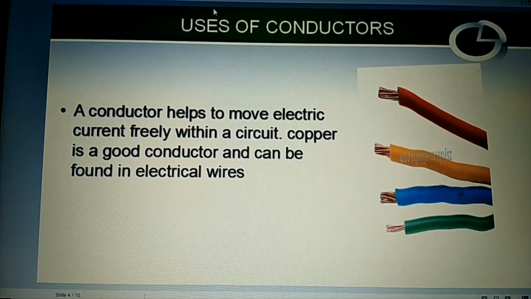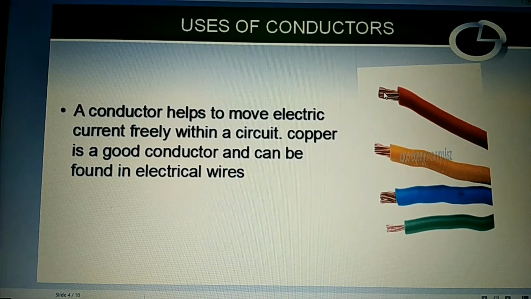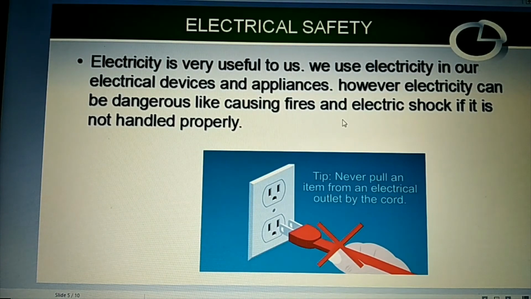So we go to the uses of conductors. A conductor helps to move electric current freely within a circuit. So what do we use conductors for? They help to move electric current freely within a circuit. Copper is a good conductor and can be found in electrical wires. If you look at this wire, this is the copper, and it has an insulator covering the copper. That's why if you hold any electrical wire, you can't see this. If there is nothing wrong with it, you will only see the insulator, because the copper is quite dangerous. All right, so we go to electrical safety.